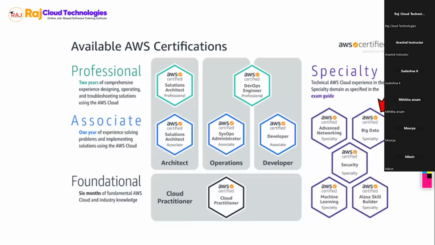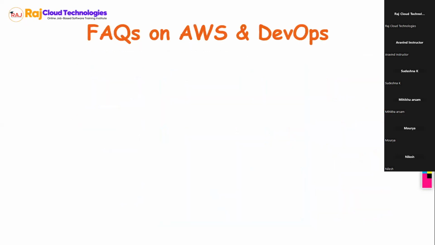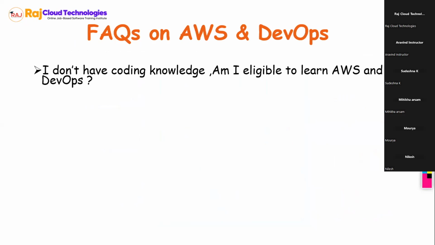Okay. And some frequently asked questions. You'll say, I don't have any coding knowledge. Can I learn AWS and DevOps? Because I don't even know how to write a hello world program in C language. No problem, because AWS and DevOps doesn't require any coding skills. You don't need to have any programming languages like C, C++, Java, HTML, not required.